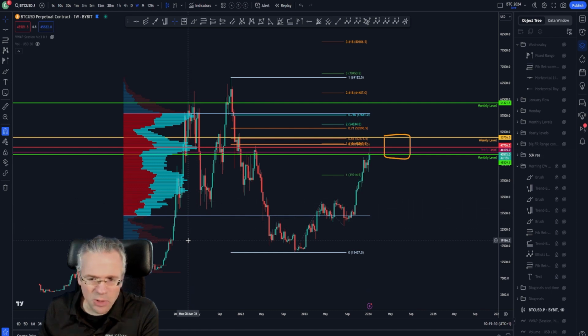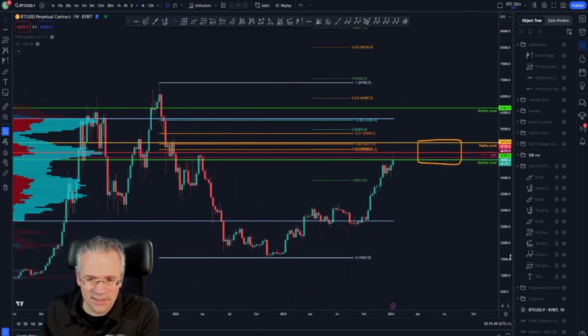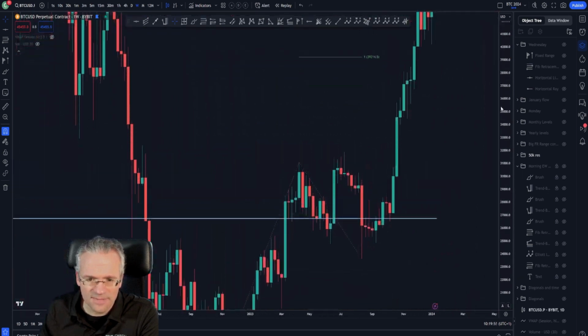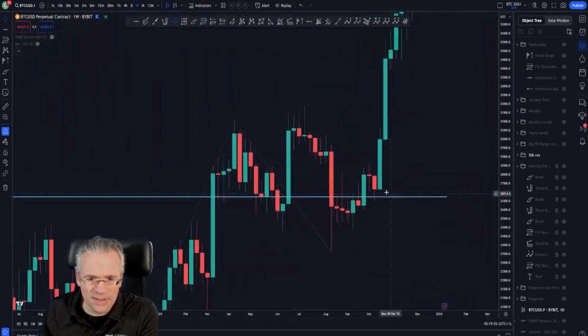Yeah, so that high volume node was created as Bitcoin spent a lot of time down here, and that was the support in the end that was flipped. Look at that. Yeah, whoop. Flip the resistance to support and then start taking off. But ultimately, look at that. Oh, that's beautiful. Look at that. Whew. Resistance, close above, comes back.